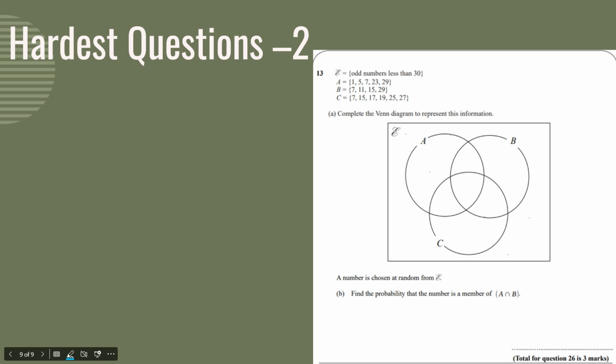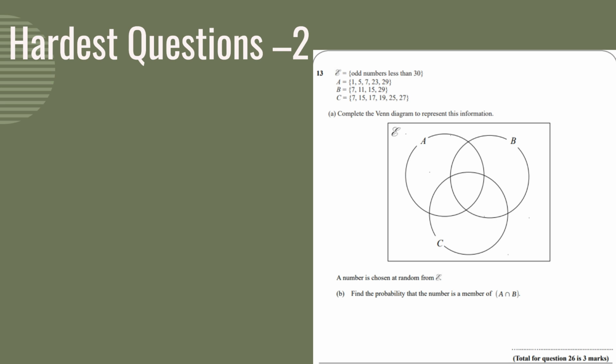Here is another hard question for you to have a go at. Have a go, pause the video, and unpause when you've done. So, the set equals odd numbers less than 30. A is 1, 5, 7, 23, 29. B is 7, 11, 15, 29. And C is 7, 15, 17, 19, 25 and 27.